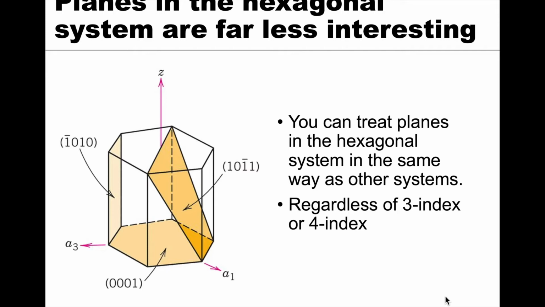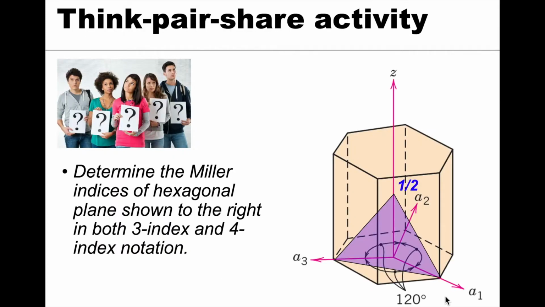You don't have to go through those same complications we did with directions, where you started in 3 index and had to convert to 4 index and do all of that. Here, you can treat planes in a hexagonal system the same. You can use 3 index notation, you can use 4 index notation, either way. You don't have to do anything special, and then you can also convert from one to the other very easily. So with that in mind, we'll just go straight into the example, the question.